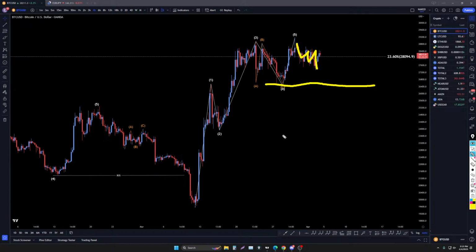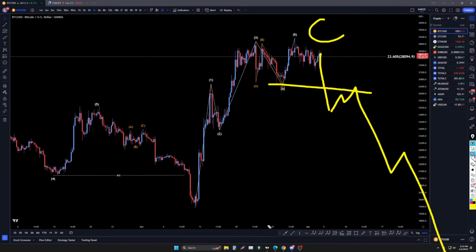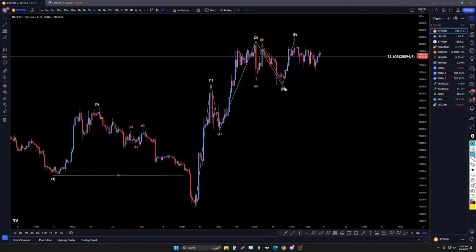I would have to see this low taken out before I would even think about going short, because like I said, this very easily could go up. Or it very easily could turn down, take out structure, proving it's a wave C, and then I would start looking for shorts, because then it would start going down. If it doesn't and it keeps making higher highs, then just keep going with the flow.